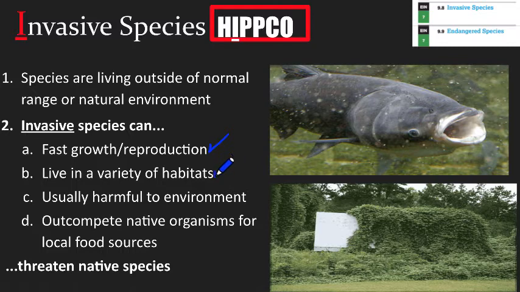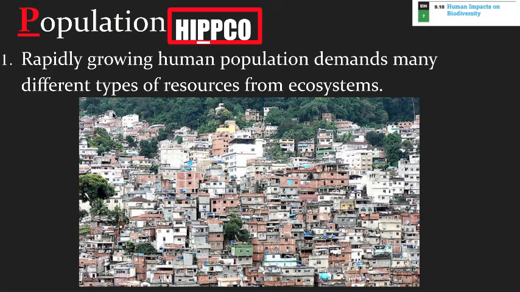They live in a variety of habitats, so they're very generalist. They usually are harmful to environments because they're generalists and they eat and outcompete. They get all these characteristics here. So they're really the opposite characteristics of vulnerable species, and these are the generalist type characteristics that we see with organisms.